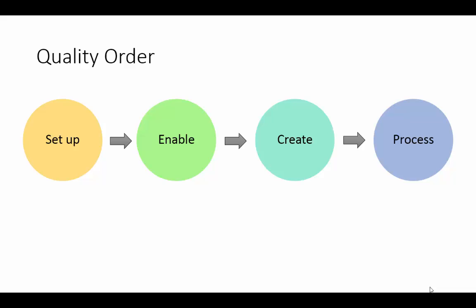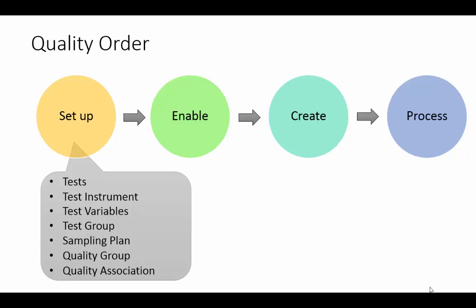Let us review the quality order now. As explained earlier, quality orders are used when detailed inspection has to be performed for the received product. There are 4 simple steps to complete the inspection using the quality order, and those are: first setup, then enable, and then create and process the quality order. Let us review each step in detail.